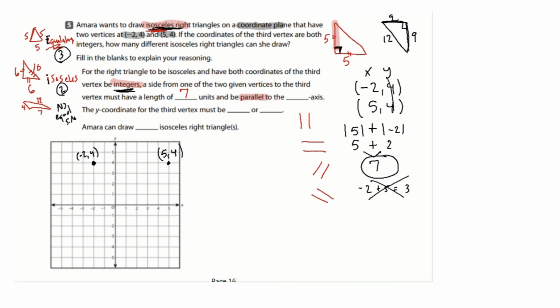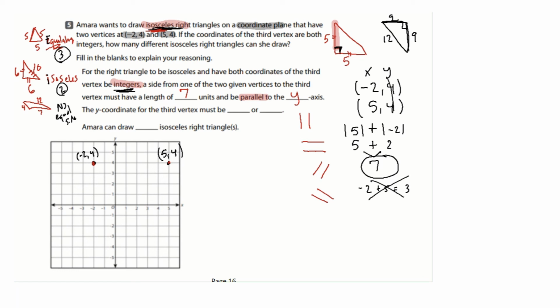So the vertex must be a length of 7 units and be parallel to the y-axis. Must be parallel to the y-axis. All right, so parallel means it's going to be going straight up and down like the y-axis. Since we already have two vertices here, we can only make points parallel, so going in the same direction as the y-axis, not parallel with the x-axis this way. You want to be parallel to the y-axis, straight up and down.